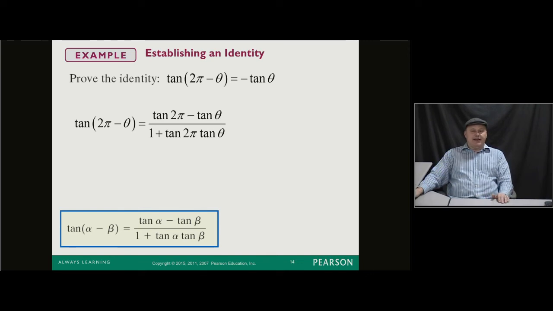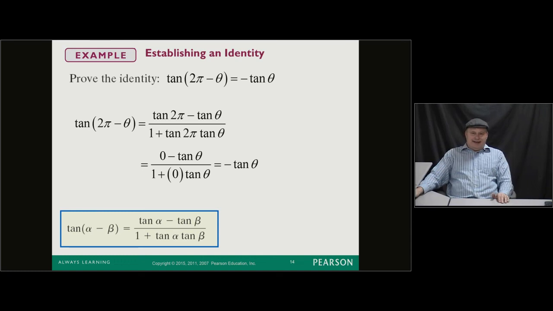Now you just have to know what the tangent of 2 pi is. Tangent of 2 pi is 0. So it'll be 0 minus the tangent of theta over 1 plus the 0 times the tangent of theta. And so 0 minus tangent is negative tangent. And then 0 times anything on the bottom is 0, but add the 1 and it's 1. So what it turns out to be is the negative tangent of theta divided by 1, which of course is negative tangent of theta, and that is the right-hand side.